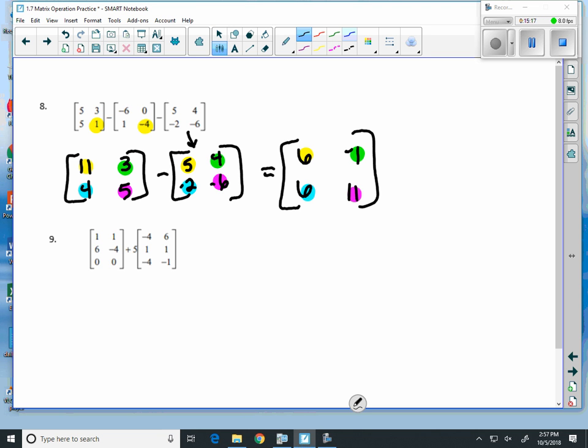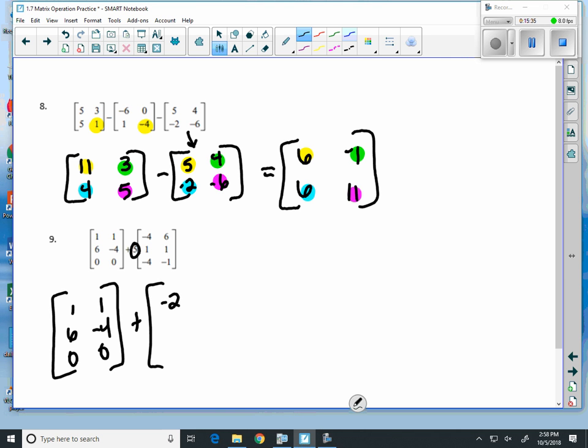On number 9, we have to go ahead and take care of this 5 first. So this first matrix is just going to stay as is. The second matrix, we're going to multiply everything in it by 5. And now we can add. So 1 and 20.